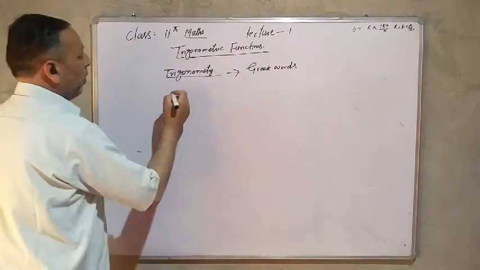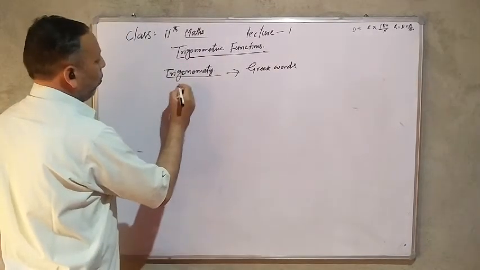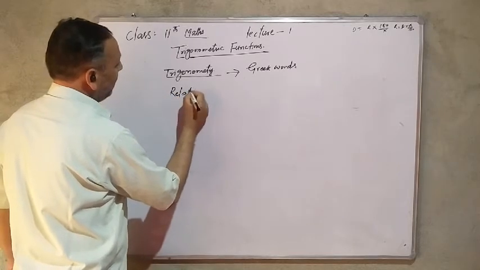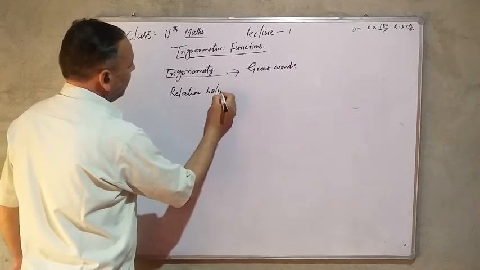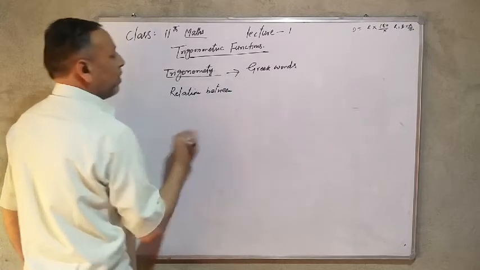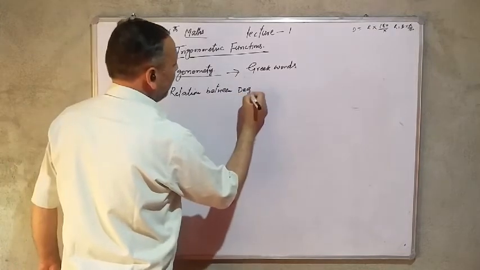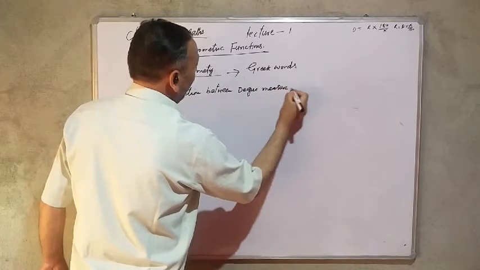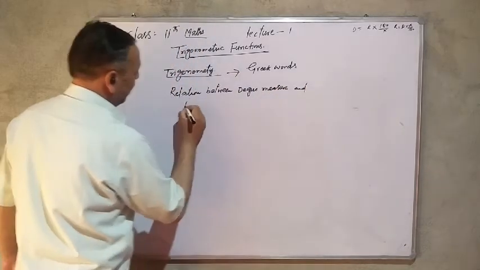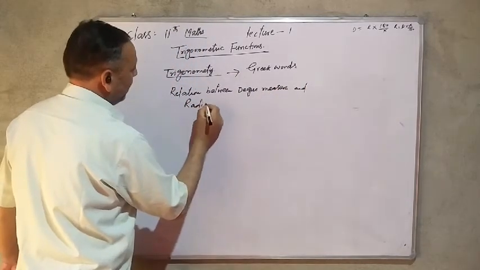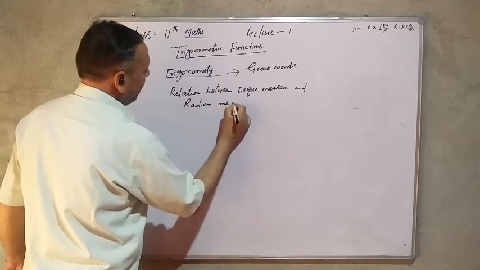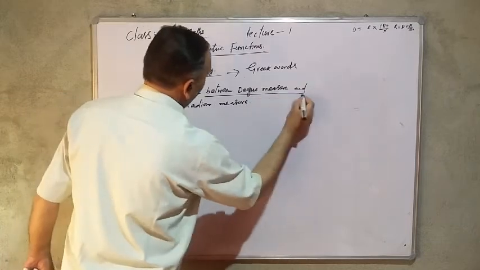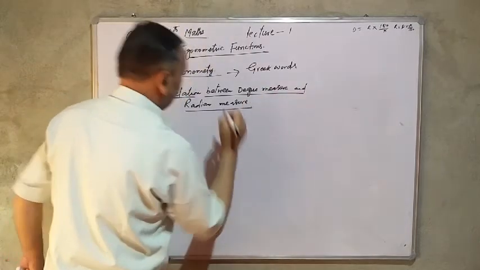Now, relation between degree measure and radian measure. Relation between degree measure and radian measure.